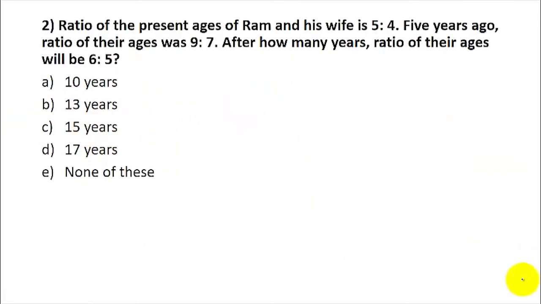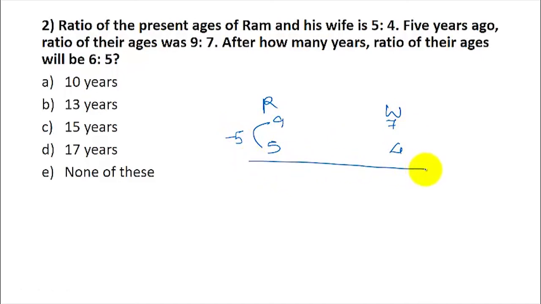So let us go to question number 2. Let Ram and his wife's ages be 5:4. 5 years ago the ratio of the ages was 9:7. So what is the difference? The difference here is 2, here it is 1. Into 2 and into 2, that is 10 here, and now 1. 5 years ago the ratio was this much. This is the present age. After how many years would the ratio of the ages be 6:5? You have to find that.